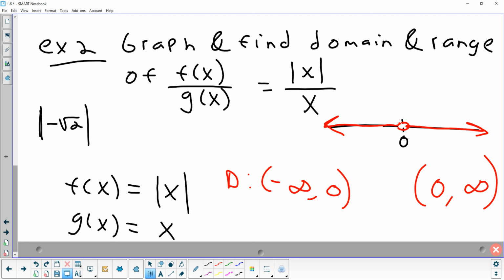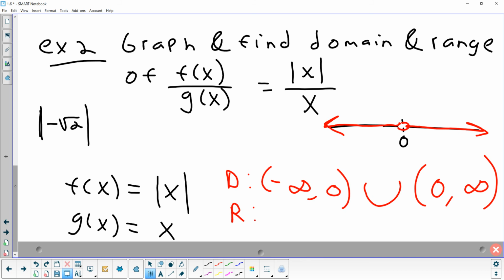And when you have two different intervals you can pick from, anything less than 0 and anything greater than 0, we put this symbol between them. That U symbol means union, or a simple way to say it is or. You can pick any number less than 0 or any number greater than 0. Just don't pick 0. That's my domain.